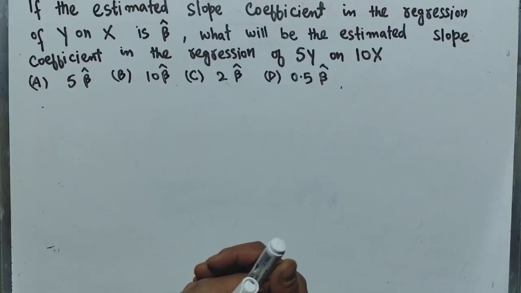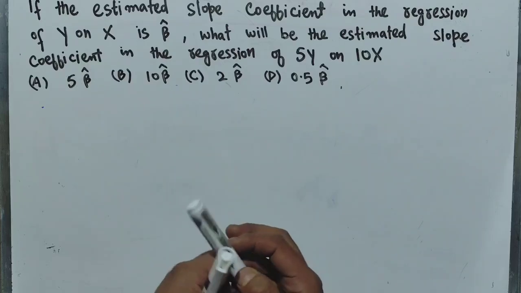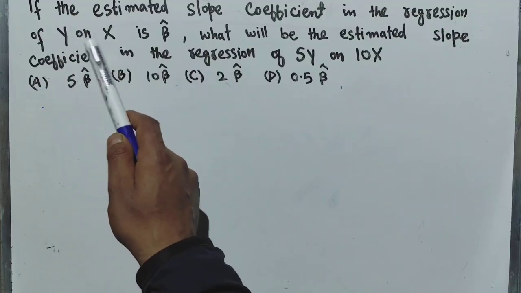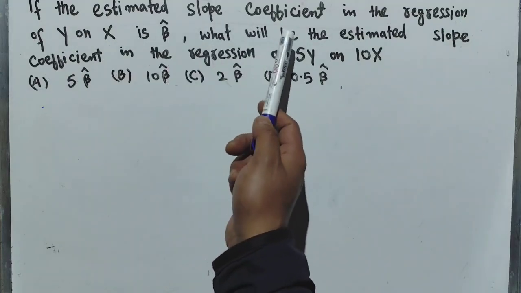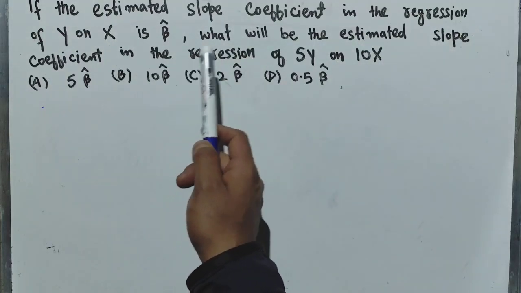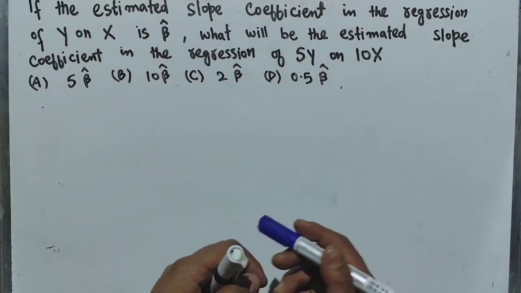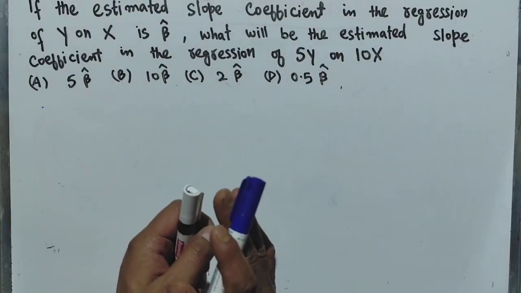Let's learn how to find out the slope coefficient in case of linear regression of y on x. The question is, if the estimated slope coefficient in the regression of y on x is beta hat, what will be the estimated slope coefficient in the regression of 5y on 10x? Options are given, we need to find out the correct option. So let's understand it clearly.